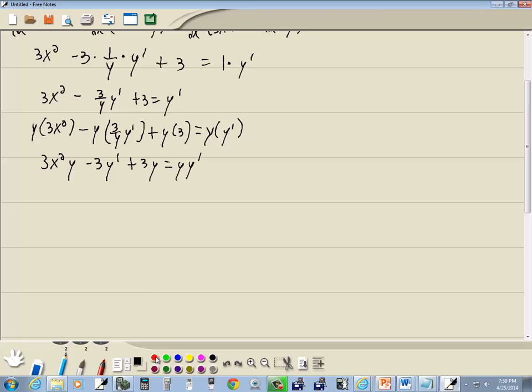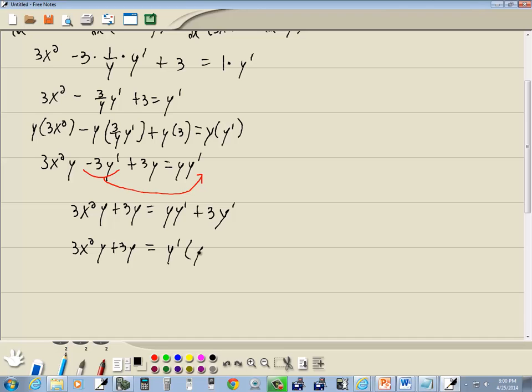Okay. Now we want to get everything with y prime on one side, everything else on the other side. So I'll take the negative 3y prime to the right side. So we got 3x squared y plus 3y equals y prime plus 3y prime. When you take anything across the equals, remember your sign changes. Then we want to factor out a y prime. So over here we'll factor out a y prime, and that gives us y plus 3. And then our fifth step is to divide both sides by what's in front or back of our y prime. Nothing in front of it, but there's y plus 3 after it. So we'll divide both sides by y plus 3.